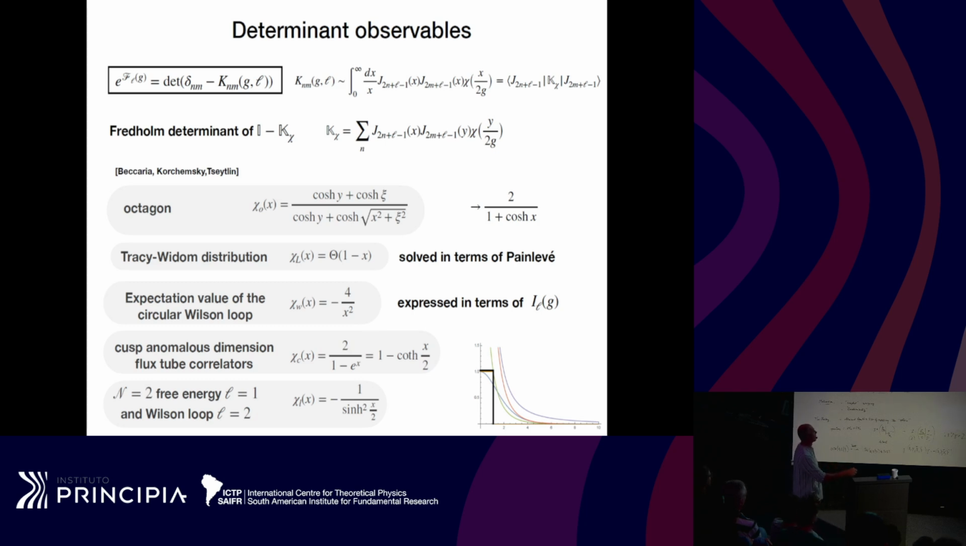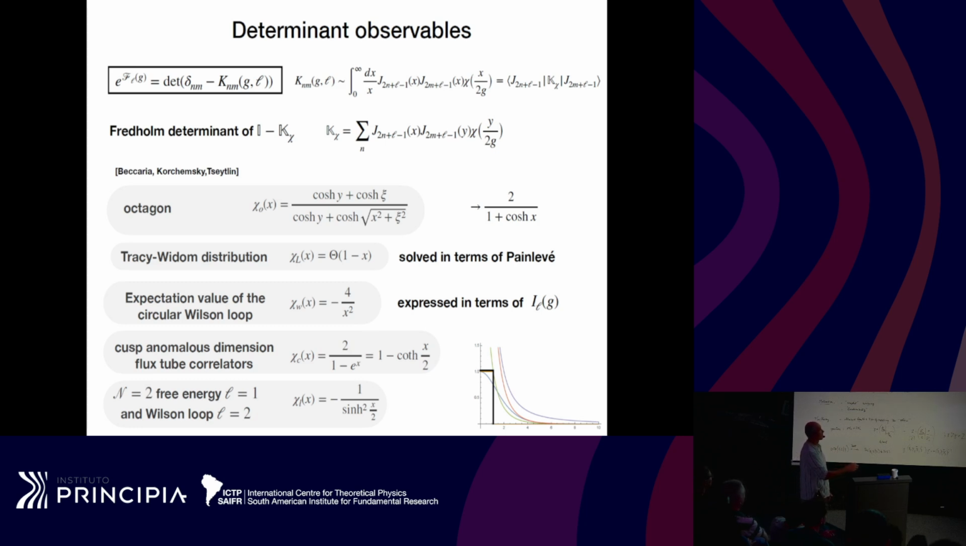If you choose it like 4 over x squared, then this describes the expectation value of the circular Wilson loop. If you choose this other form, then it describes a flux tube correlator. It can also describe the 1 over N squared correction of the free energy on an N equals 2 super Yang-Mills theory. With that kernel, so changing this symbol, changing the kernel, you can describe many interesting physical observables. You can think of these other integrable observables as a generalization of this Tracy-Widom distribution, where instead of having this hard cutoff, you cut off the integral in a smoother way.